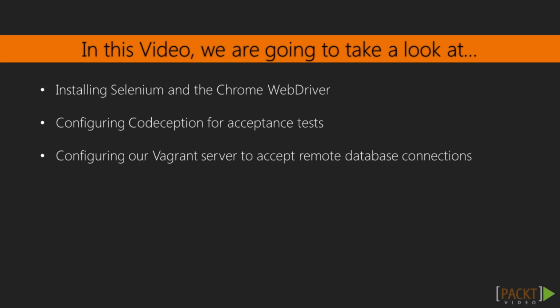So in particular, we'll install Selenium and Chrome WebDriver. We've chosen Chrome for this course, but note that you can also use Firefox or Internet Explorer instead. We'll then run acceptance tests with Codeception, and finally, we'll accept remote database connections with the Vagrant server.